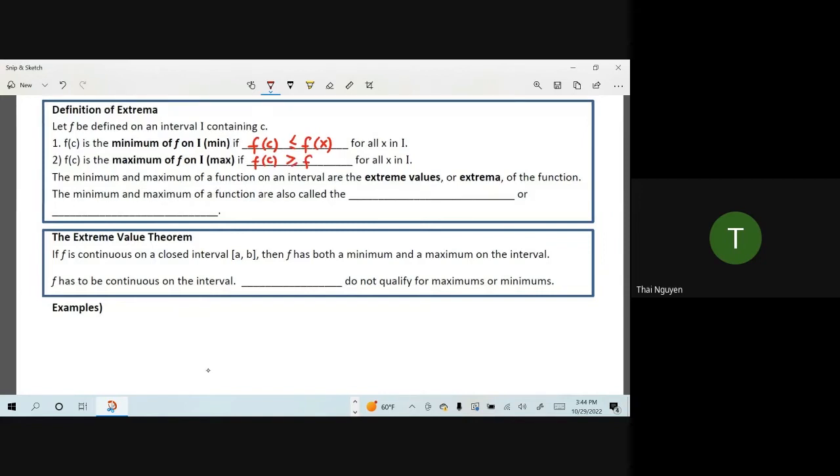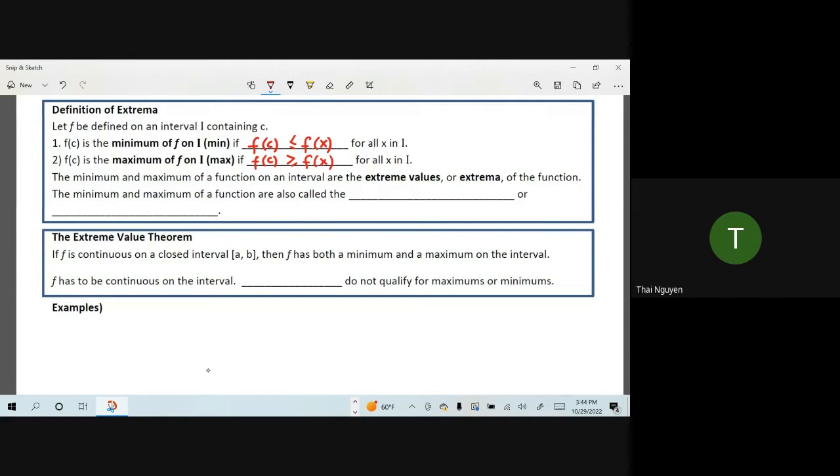f of c is a maximum of f on interval I if f of c is greater than or equal to f of x. Same thing, for the max, f of c has to be greater than or equal to f of x.